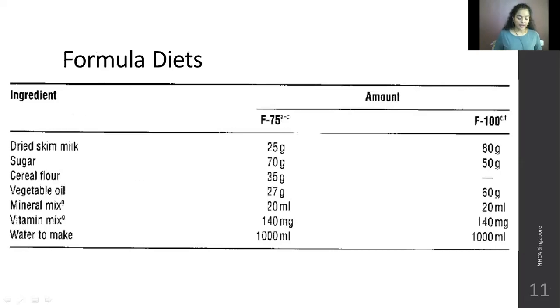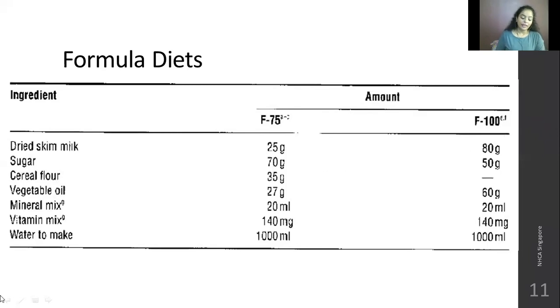Now coming to formula diets. This is the main focus in initial treatment as well as in rehabilitative treatment, the first few parts. So you have two types of formula diets: F75 and F100. So what is 75 and 100? 100 ml of F75 will give 75 kilocalories of energy, and 100 ml of F100 will give 100 kilocalories. So that is the main difference.